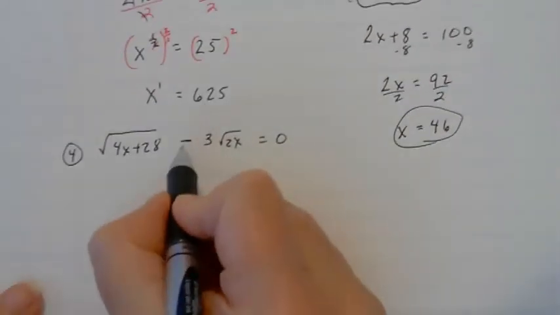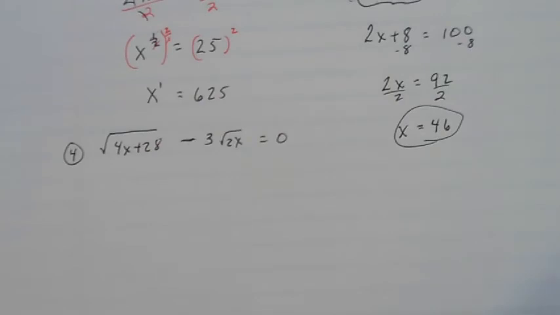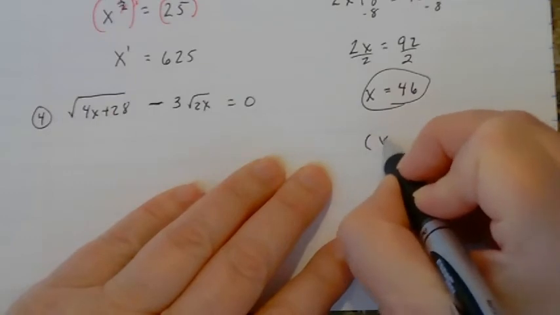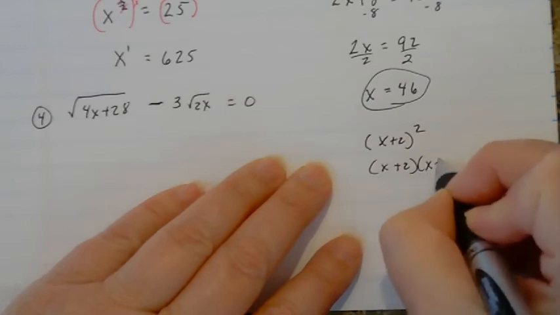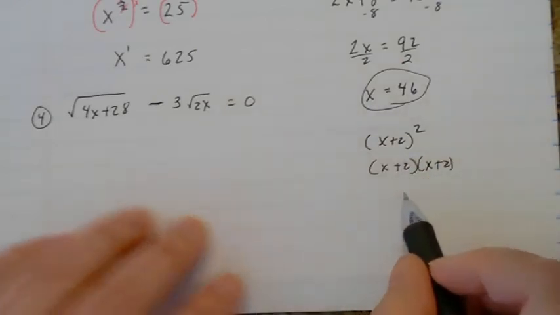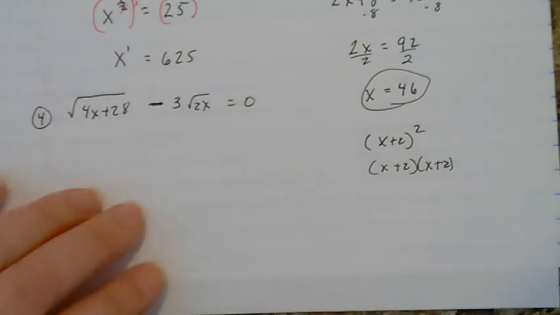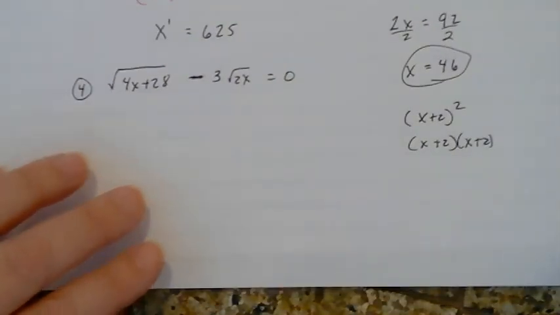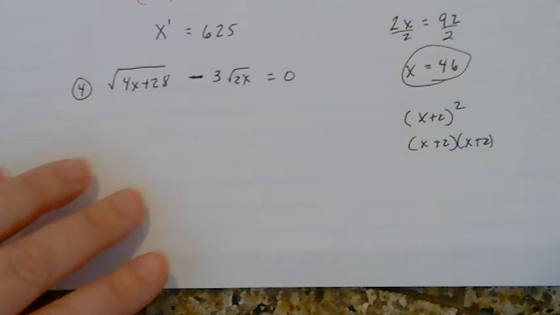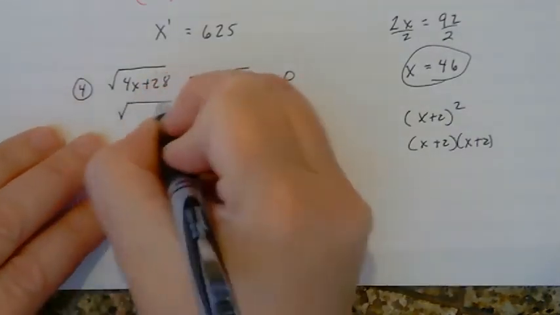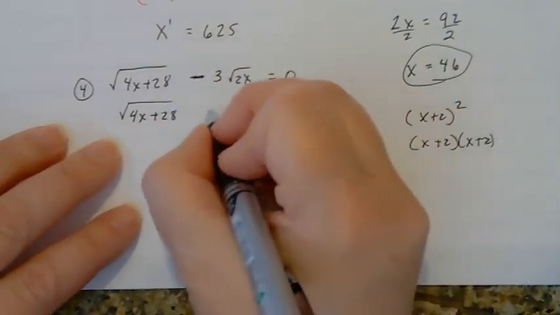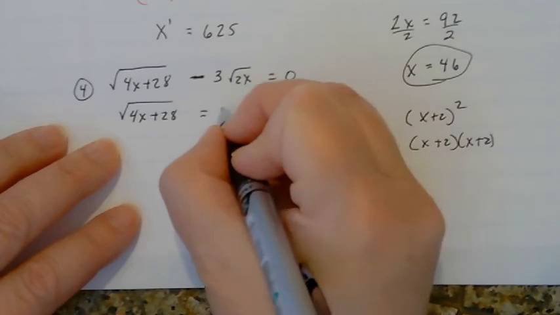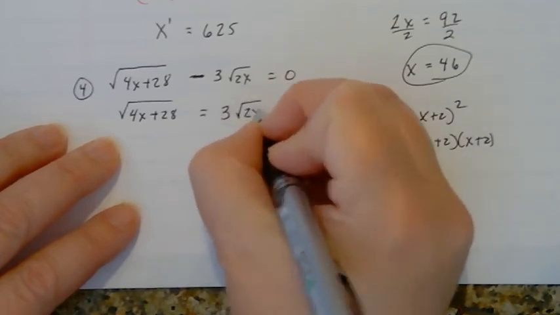Notice on this problem, I have a subtraction. So I don't want to square both sides, because if I did that, like let's say I had x plus 2 squared, that would be x plus 2 times x plus 2. So I don't want to do squaring when there's still a minus or a plus here. So on this particular problem, I want to start by putting the square root on the other side. So I'm going to add the negative 3 square root of 2x to both sides. So I'm going to move this over here so it becomes positive 3 square root 2x.